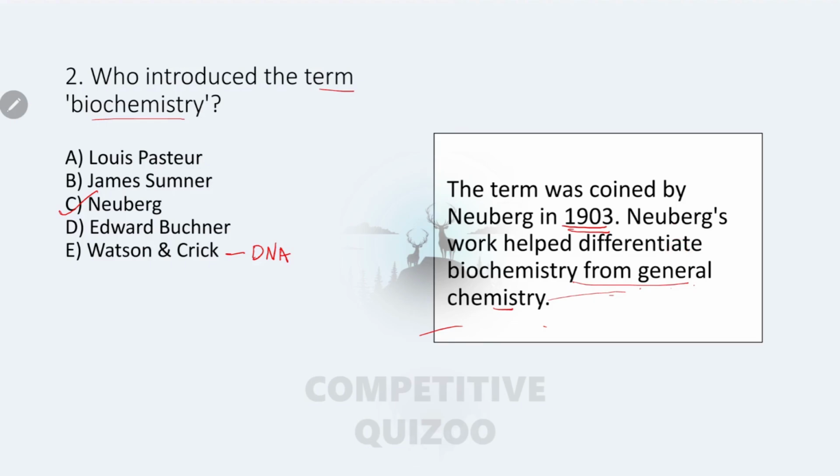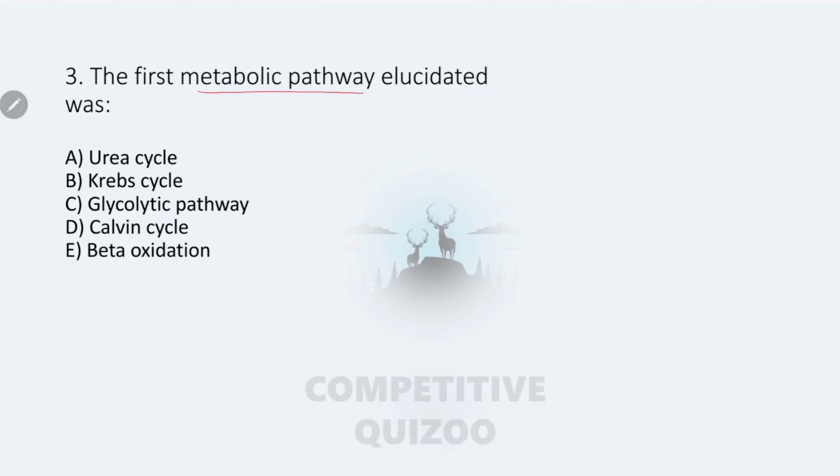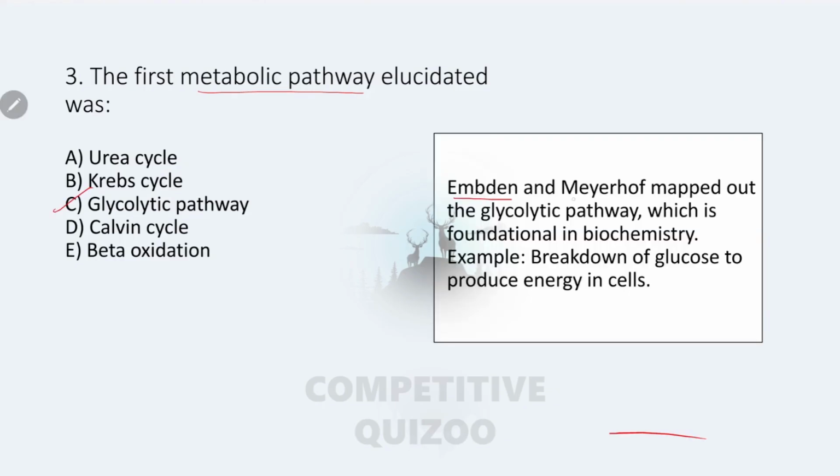The next question is, the first metabolic pathway elucidated was. Given options are urea cycle, Krebs cycle, glycolytic pathway, Calvin cycle, or beta oxidation. The correct answer to this question is glycolytic pathway. Emden and Meyerhoff mapped out the glycolytic pathway, which is foundational in biochemistry. An example of a metabolic pathway is the breakdown of glucose to produce energy in cells. Glucose is a complex thing which is broken down to give energy, and it is in turn formed from simple substances like monomers into glucose.